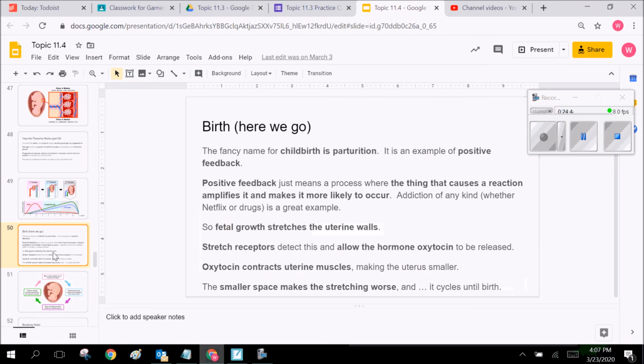So in birth, we call this parturition. It's an example of positive feedback. If you're wondering what positive feedback is, it just means that one reaction makes a ton of other reactions happen, or makes that one reaction occur even more.